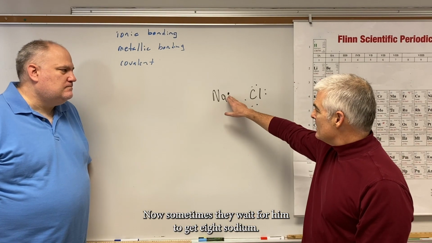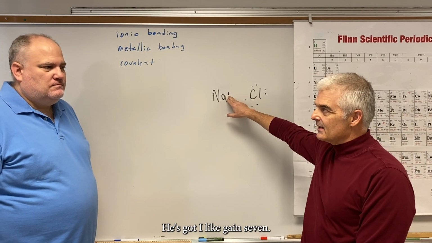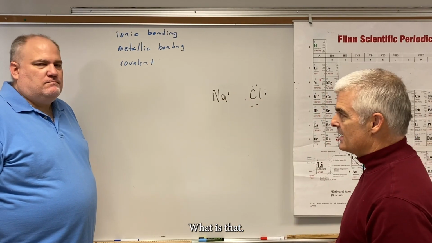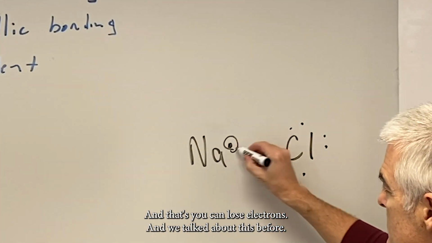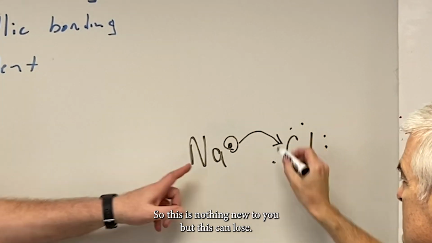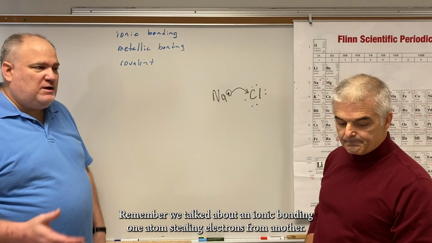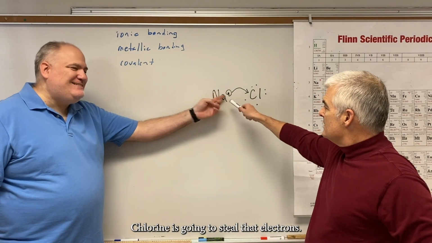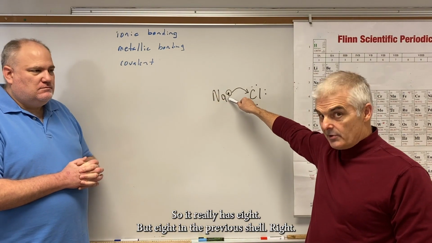Now, you might say, wait, for sodium to get 8, it has to gain 7. But there's another way to make it happy: you can lose electrons. We talked about this before, so this is nothing new. Remember we talked about an ionic bond being one atom stealing electrons from another? That's essentially what's happening here. Chlorine's going to steal that electron. So it really has 8, but 8 in the previous shell.